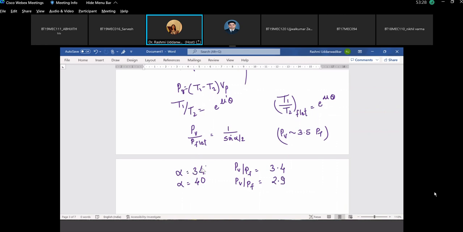So you see, you increase the groove angle and this ratio would go down. You decrease the groove angle and this ratio would go up. So why not go with 30 degrees? What if you go with a 30-degree groove angle or 25-degree groove angle? This ratio would further increase. But at the cost of what?